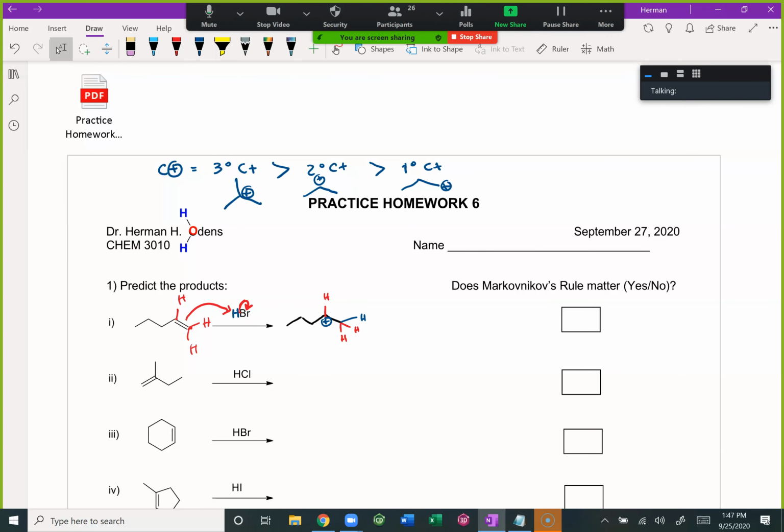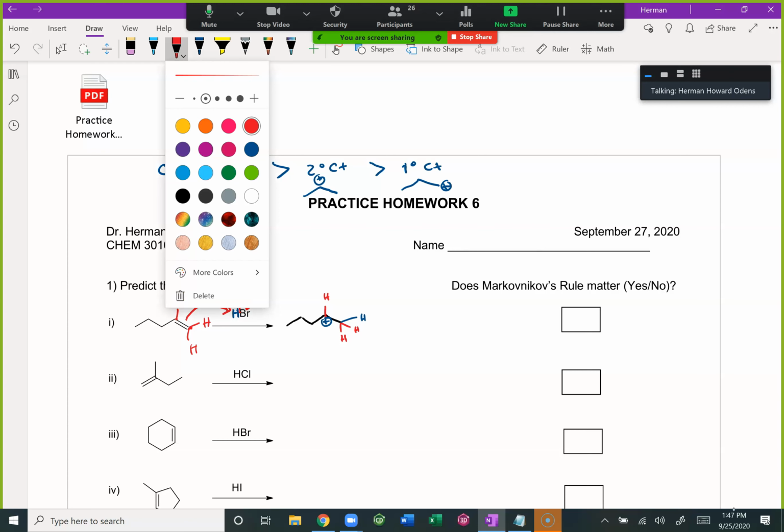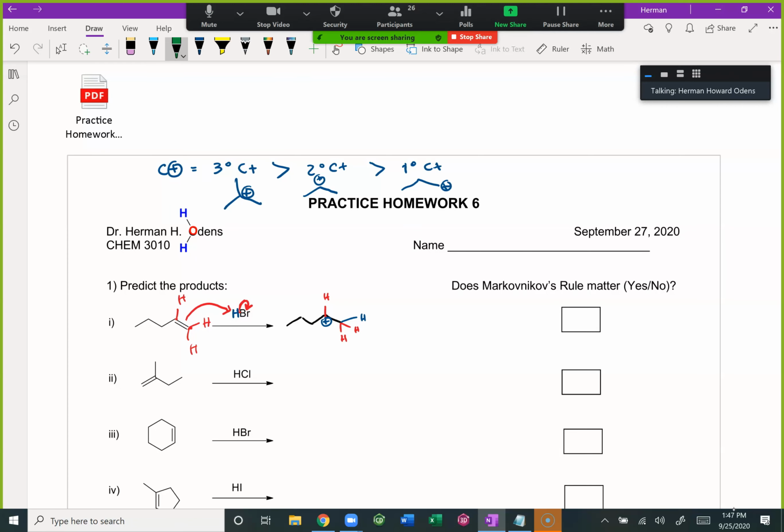And now what happened with the bromine? Notice also the attack. My attack always comes from electron rich to electron poor. You have to get used to this concept. Here's my electron rich. My double bond is my electron rich. My hydrogen is my electron poor. It's going to be plus. So that's what's happening. Now your bromine that is hanging around in the solution goes and attacks that carbon.